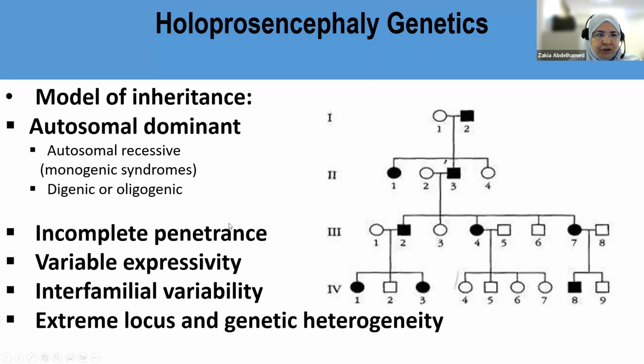And the mode of inheritance, generally, is shown here in this hypothetical pedigree: autosomal dominant with incomplete penetrance. You can see an affected patient coming from an affected parent, and in some pedigrees, some patients can be highly affected and pass away, while others are less affected. This is variable expressivity. Interfamilial variability is very common, and as you have seen, locus and genetic heterogeneity is very, very extreme.